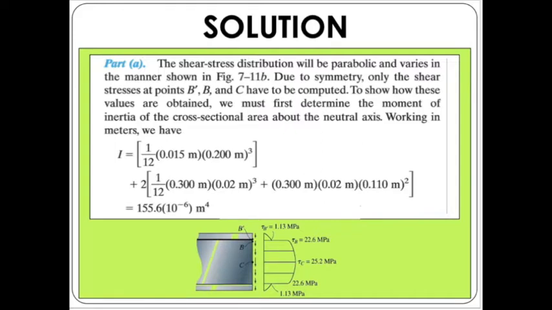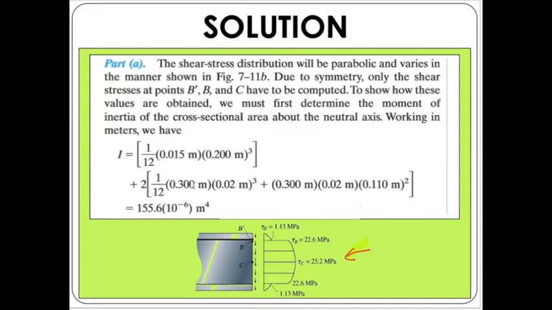As you have seen in this figure, these are the stress distributions that have already been drawn and calculated. These are the values that we are actually going to determine from this calculation. Due to symmetry, only the shear stresses at points B prime, B and C have to be computed. To show how these values are obtained, we must first determine the moment of inertia of the cross-sectional area about the neutral axis.